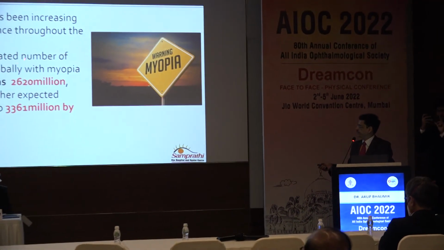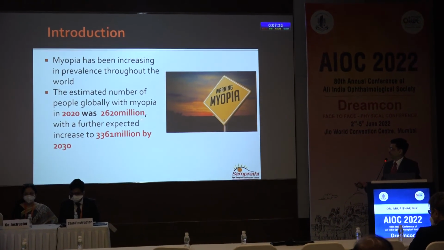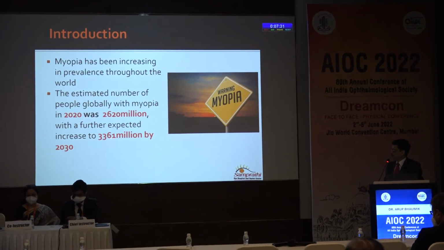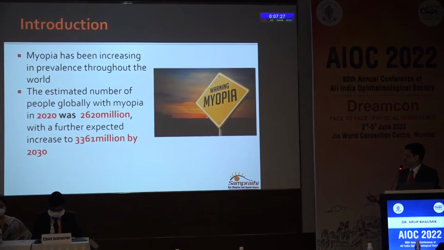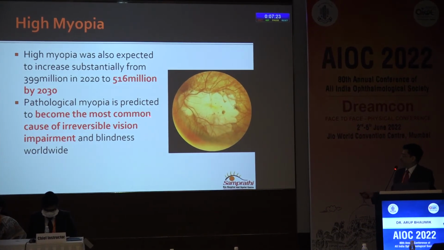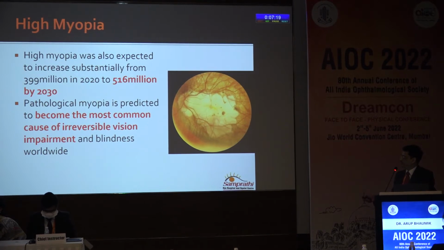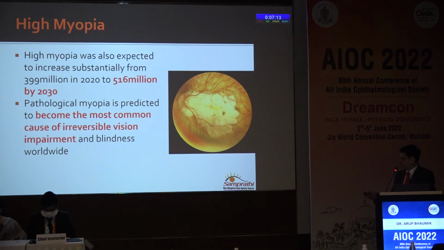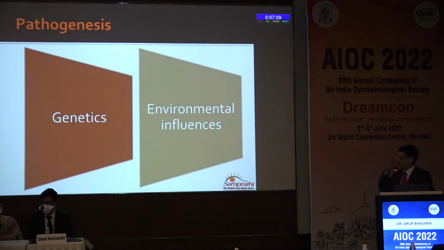It is estimated that in 2020, there were only 2,620 million cases of myopia, which is going to increase to 3,361 million by 2030. But more importantly, high myopia, which leads to pathological myopia and macular degeneration, is supposed to become the most important cause of irreversible blindness worldwide. That is the reason why we are so worried about progressive myopia.